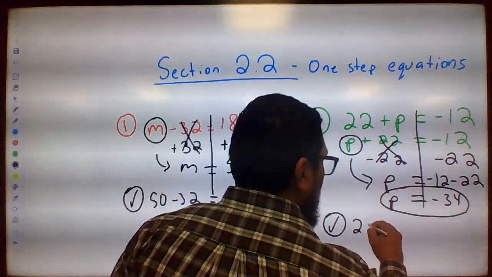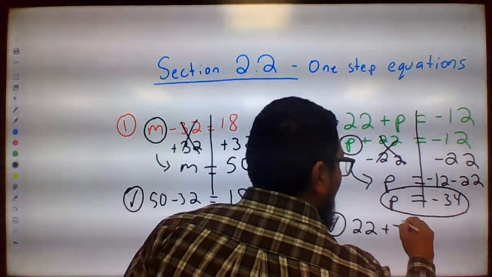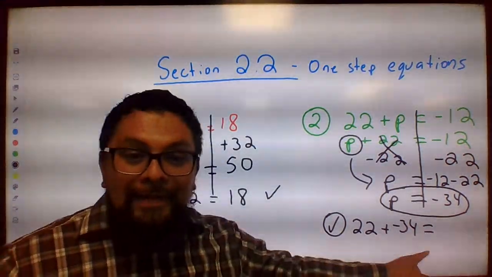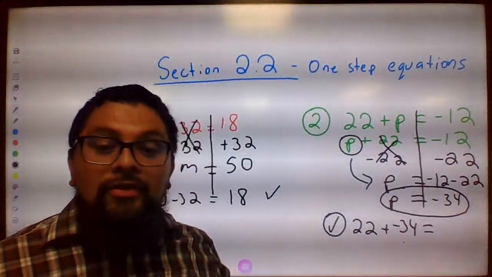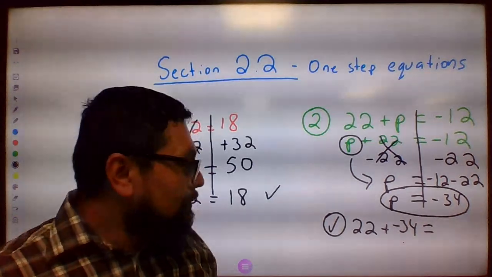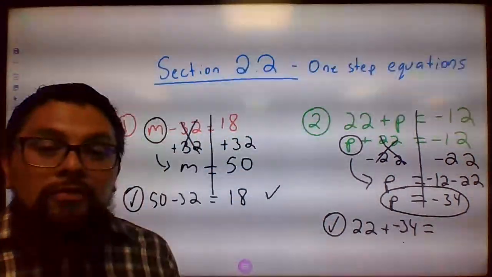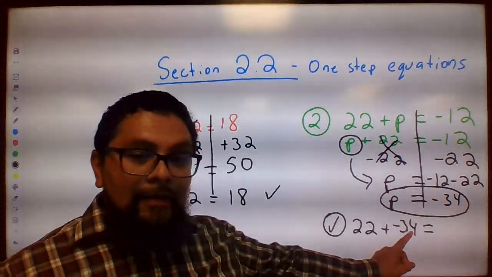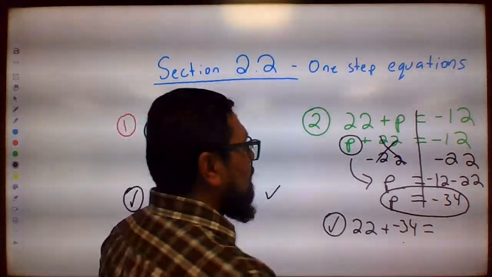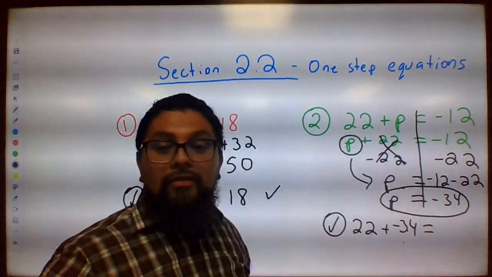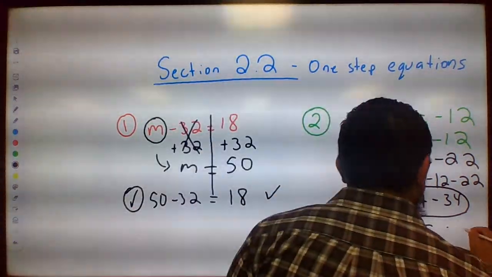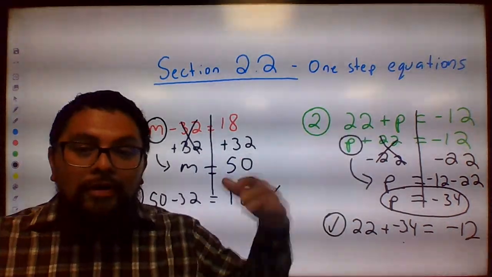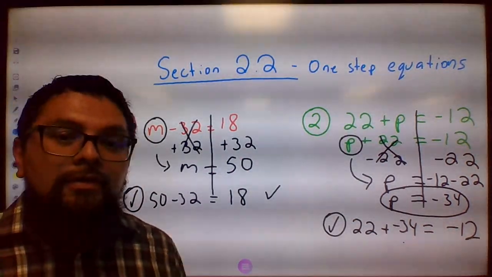So 22 plus negative 34 equals... these are different signs. So different signs, you subtract. Okay, so 34 minus 22 is 12. And then this has the bigger sign, so this is negative. Negative 12. So it does check out. We're good. We are done with example 2.